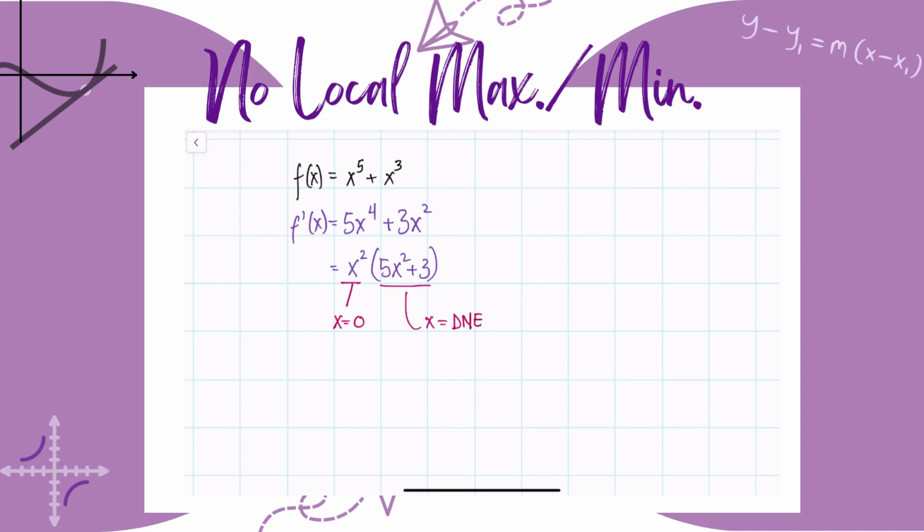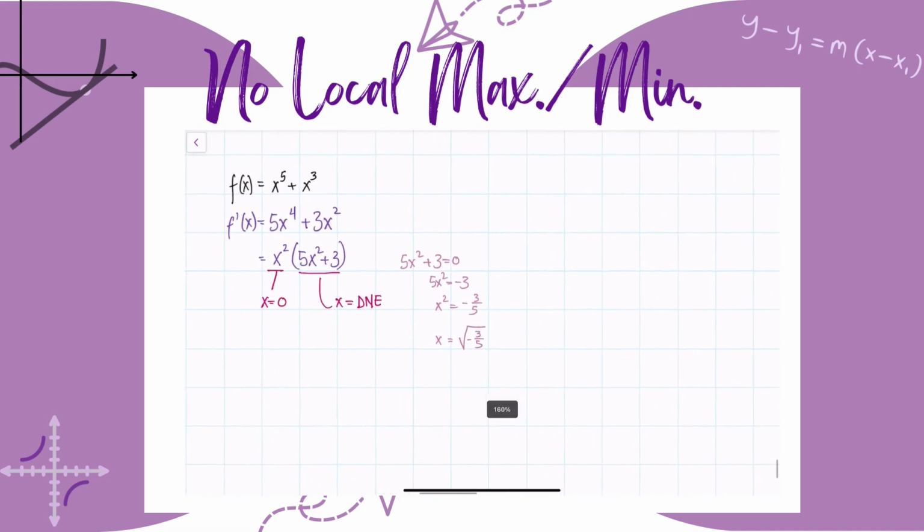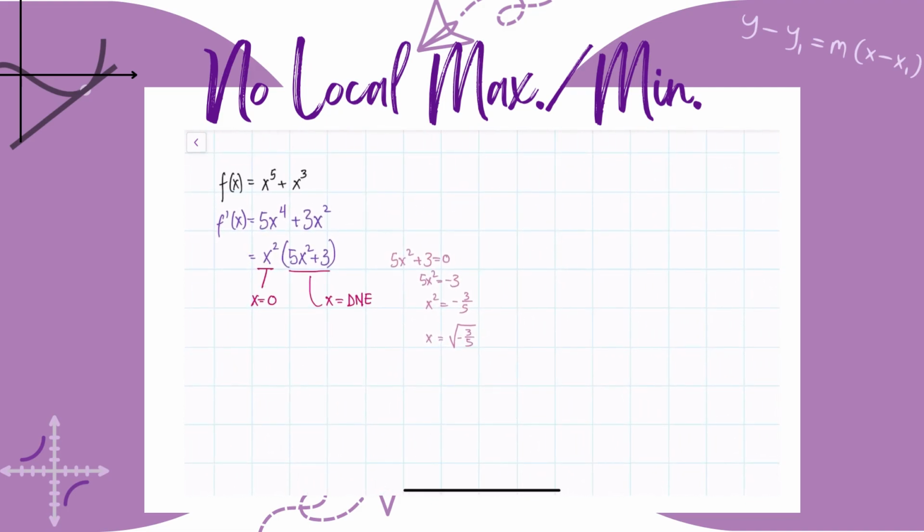The reason why this particular one doesn't exist is because if I had 5x squared plus 3 equals 0, that's 5x squared equals negative 3, x squared equals negative 3 over 5, x is equal to root negative 3 over 5. And we know that we cannot root any negatives. So based on that, we are now able to make our interval chart.